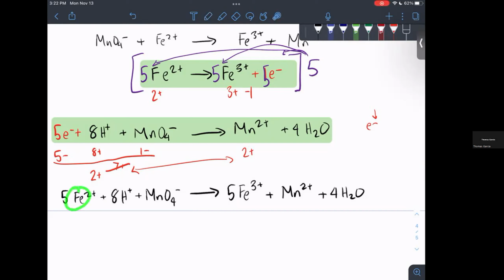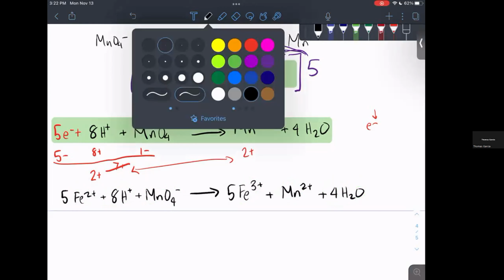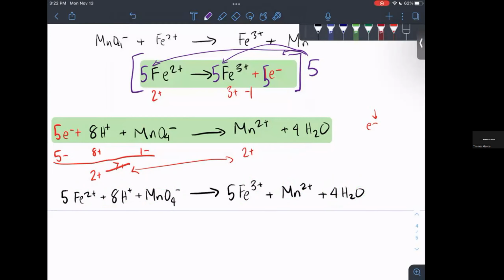I have 5 Fe's, 5 Fe's. Iron is balanced. 8 hydrogen, 8 hydrogen. Hydrogen is balanced. 4 oxygens, 4 oxygens. Oxygen's balanced. 1 manganese, 1 manganese. Manganese balanced. The last thing we have to do is check charges. So actually, we're going to go ahead and check our charges.